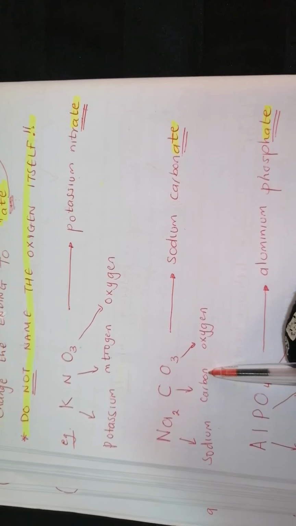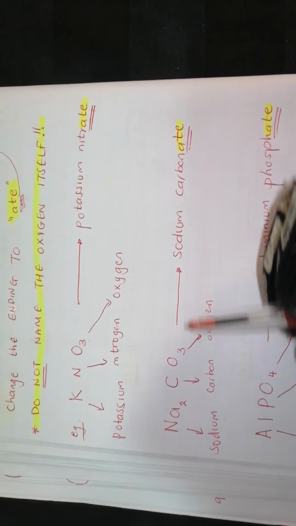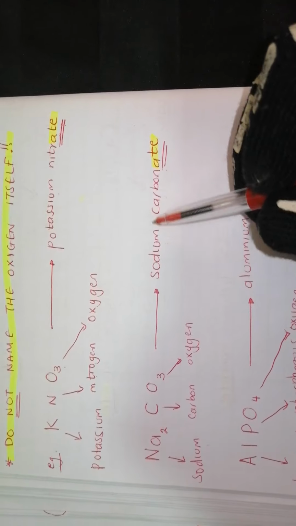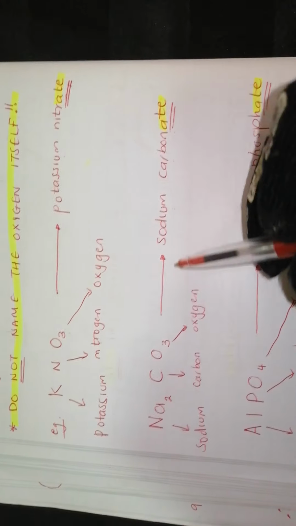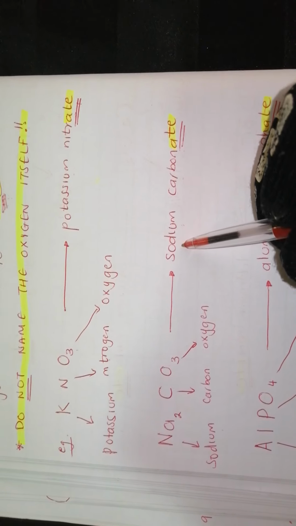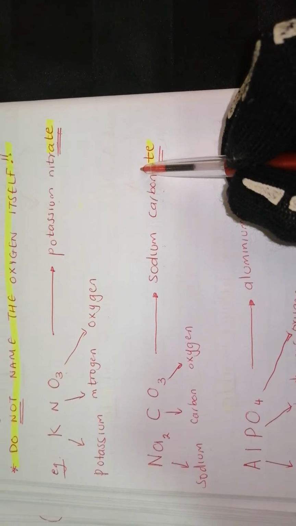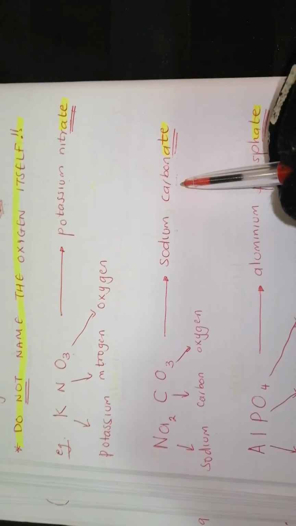So we're going to take carbon, and we're going to change carbon to "ate." So it's going to become sodium carbonate. Now I know some of you might think it will become carbate, but no, it becomes carbonate. Okay, so the name of this Na2CO3 is sodium carbonate. Again, because it ends in "ate," it means there is an oxygen in this compound, and nowhere in the name do we even mention oxygen. Okay, right, let's do another one.